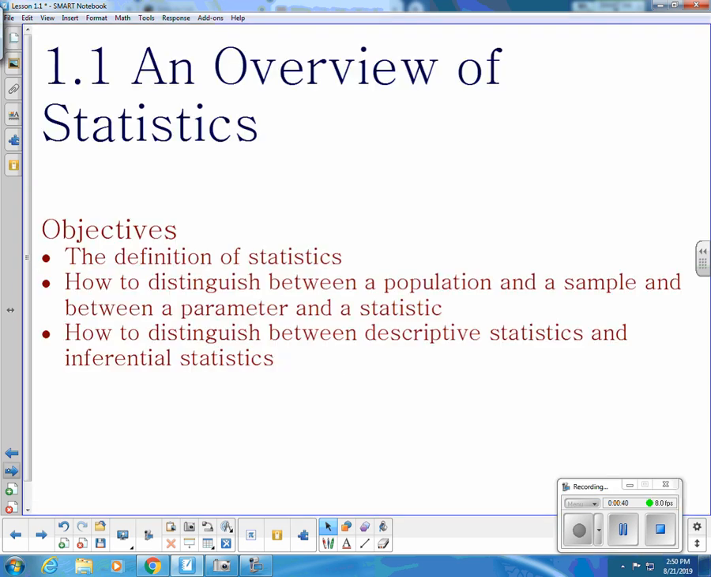All right. So the overview of statistics is basically some vocabulary words like population and sample, what the difference is between those 2 words. Parameter and statistics, again, what's the difference between those? Descriptive statistics and inferential statistics, those 2 branches of statistics, what is the difference between those? Okay, and being able to look at a situation and tell between the different parts of it.